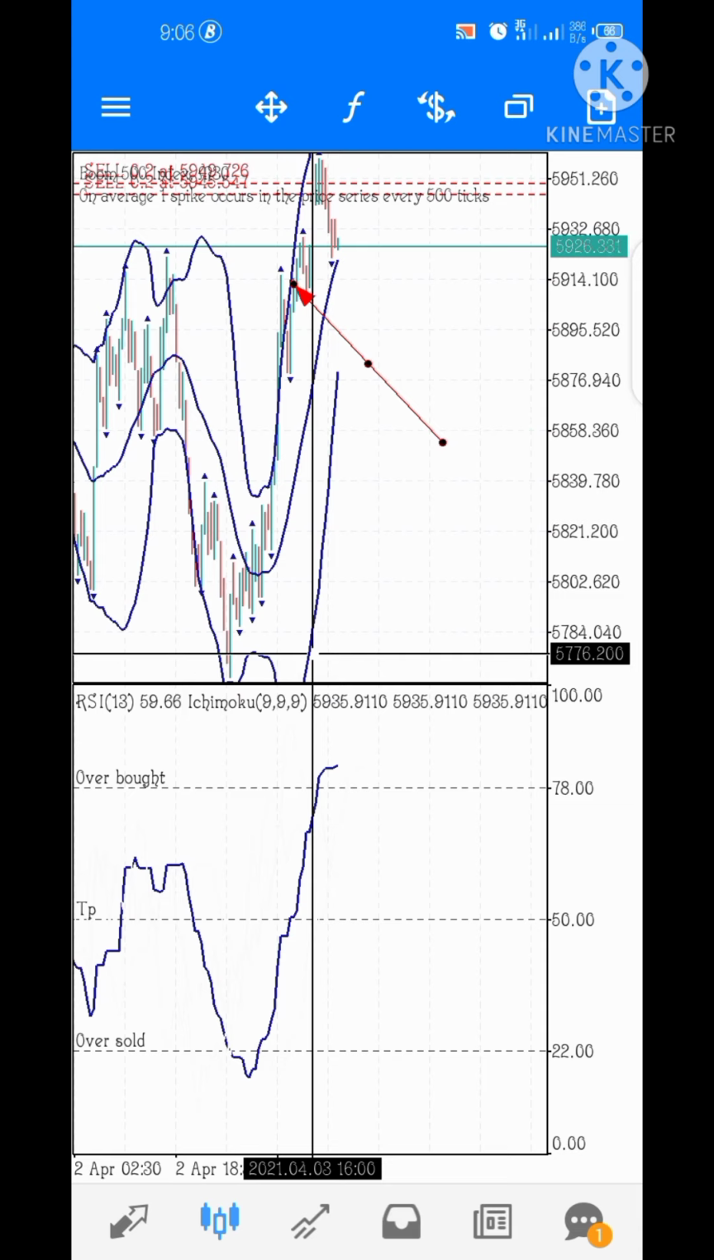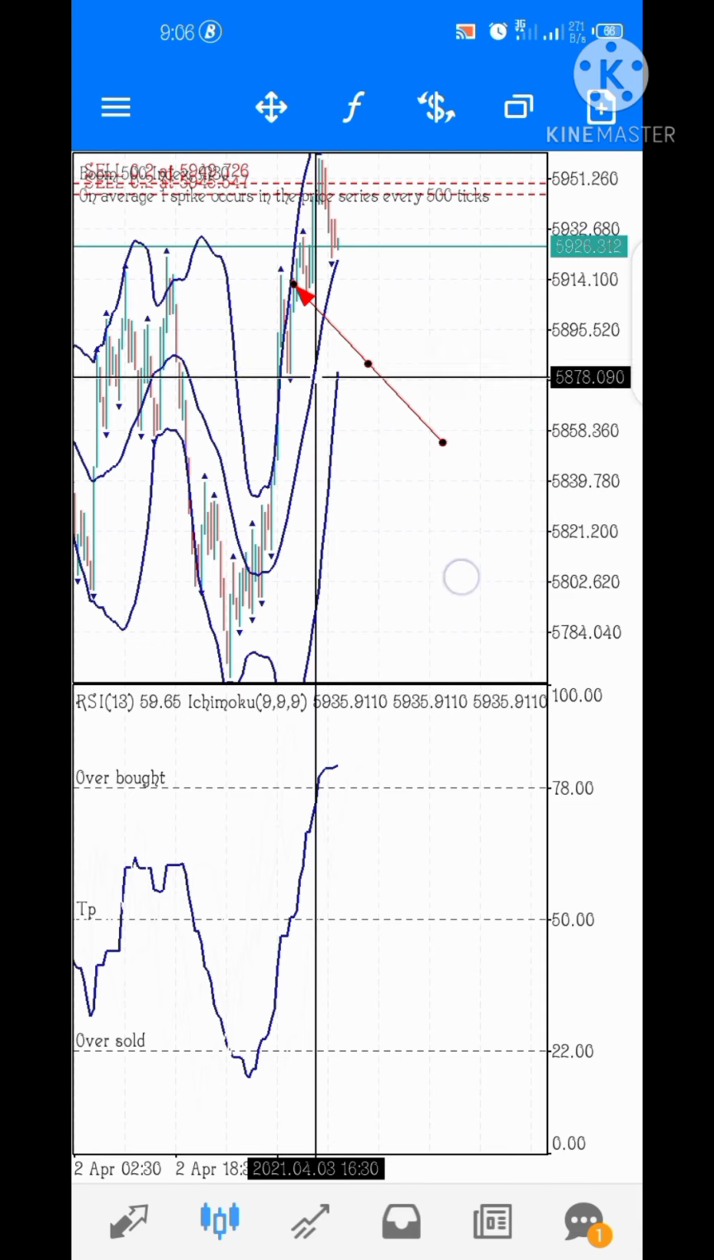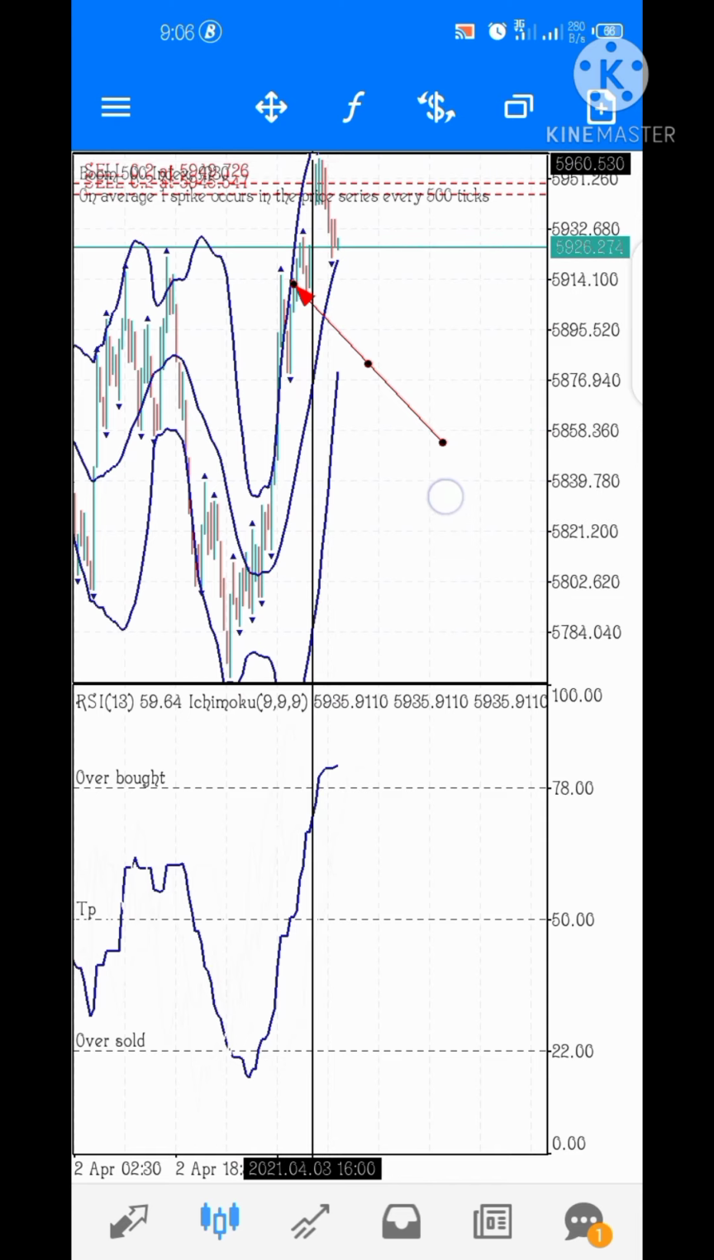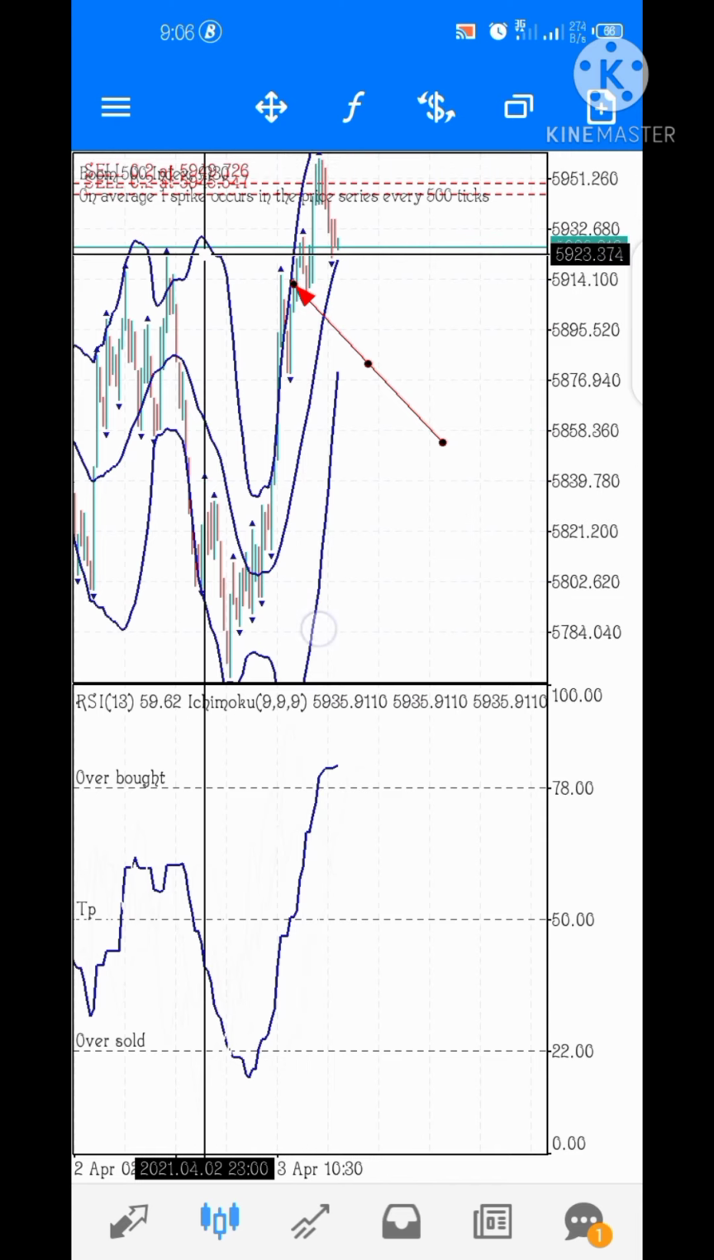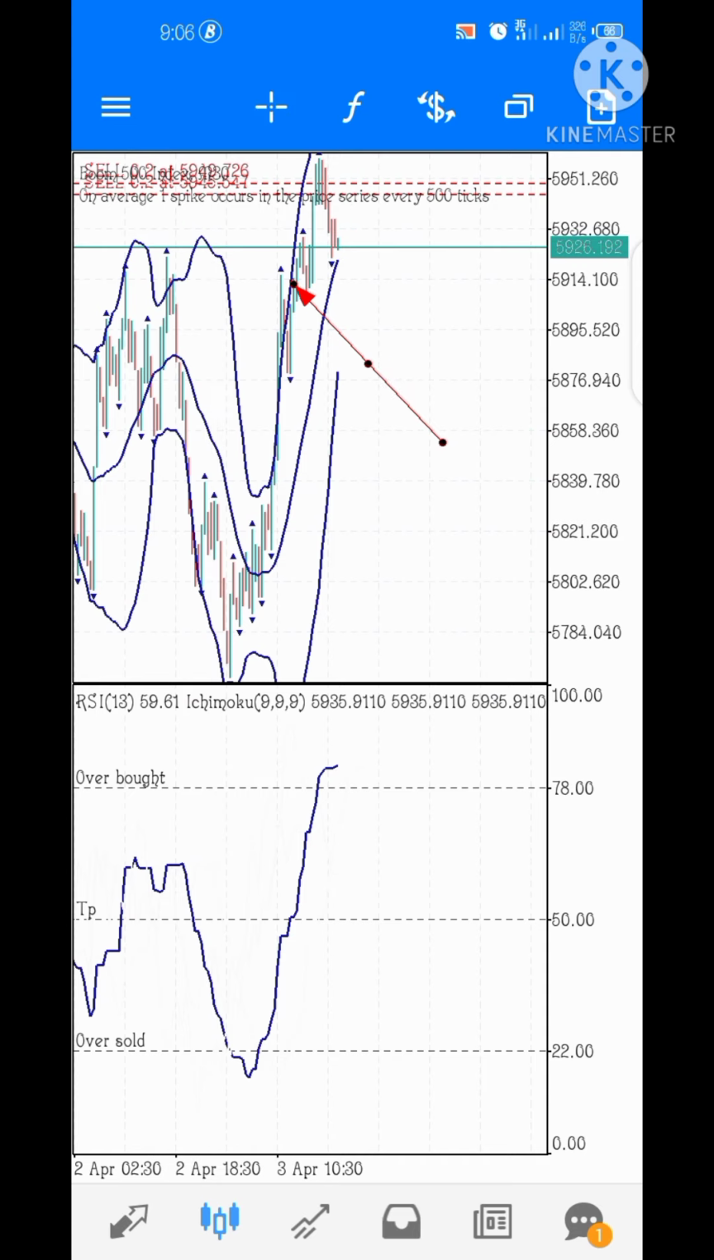Then I want to explain something here. You see, the chart was very close to the Bollinger Band, this line, before it started selling. The instruction was that it must touch the Bollinger Band, and the Ichimoku must be above the overbought or at the overbought line before you enter a sell trade.